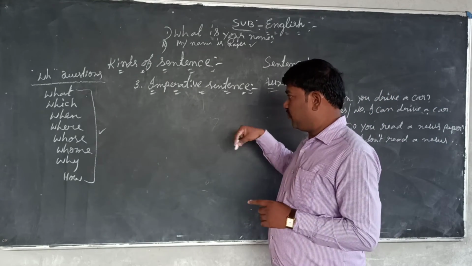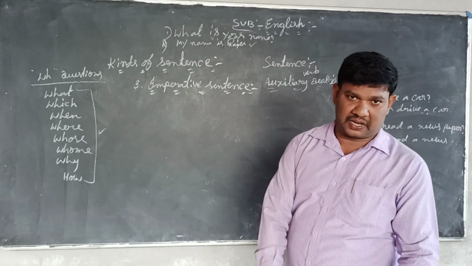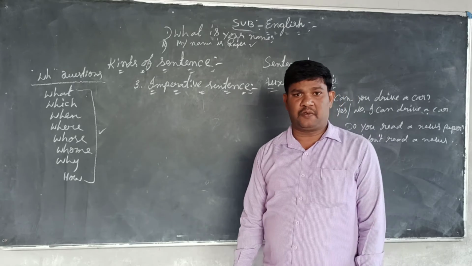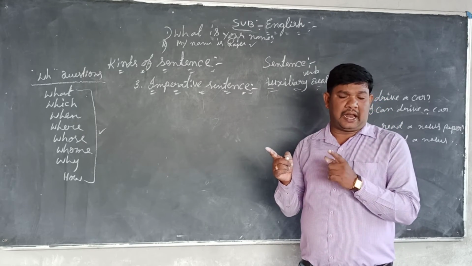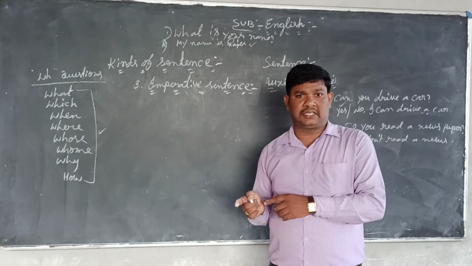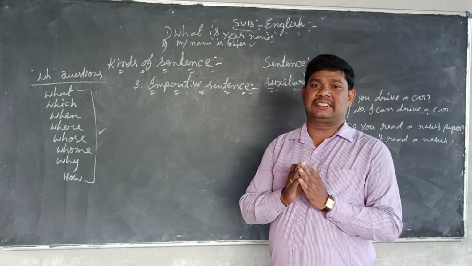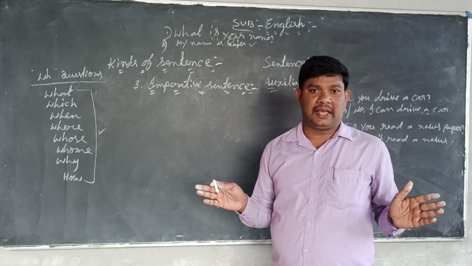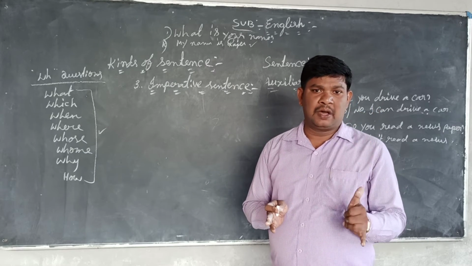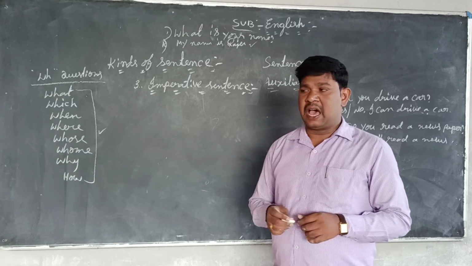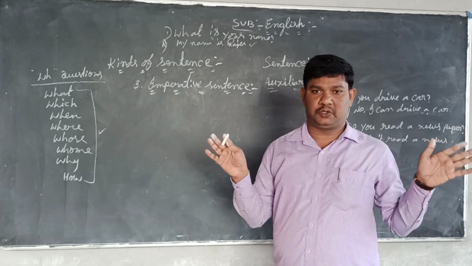The first point: imperative sentences are very short type of sentences. Another one: imperative sentences always begin with a verb. They don't have a subject. An imperative sentence has no subject. It begins with a verb, is very short, and tells us command, request, order. These are imperative sentences.